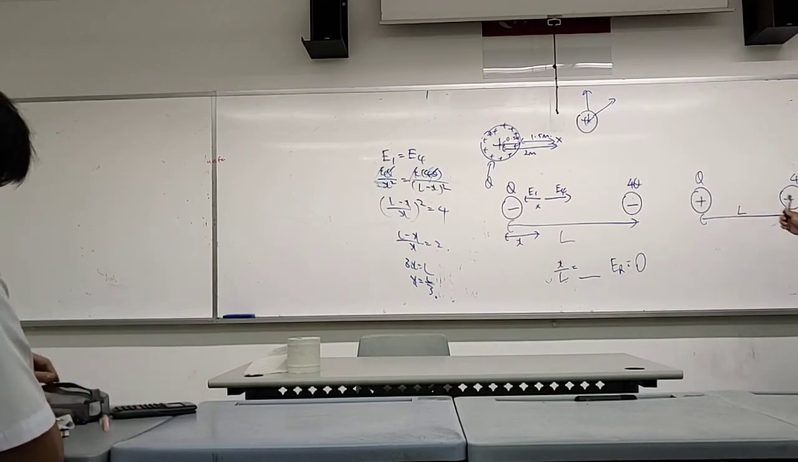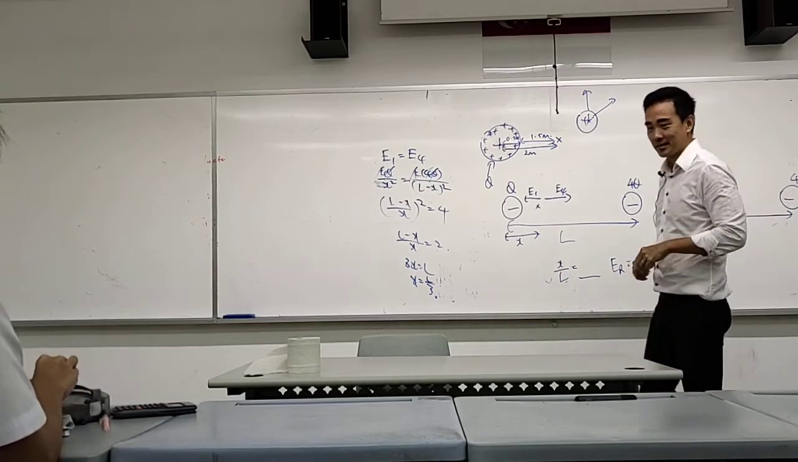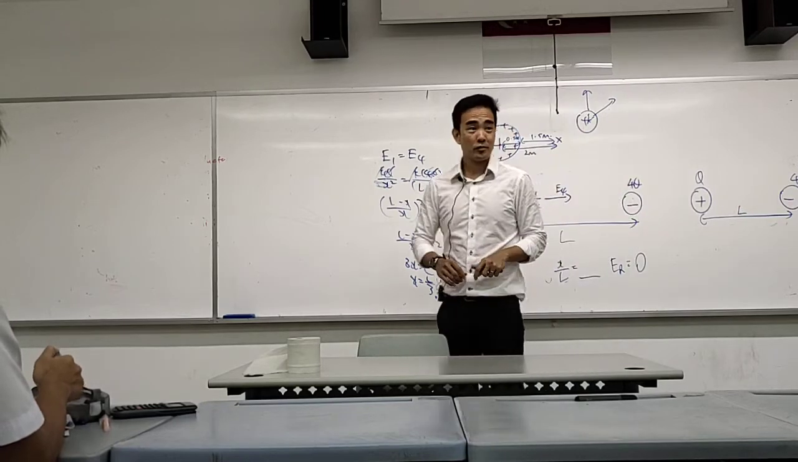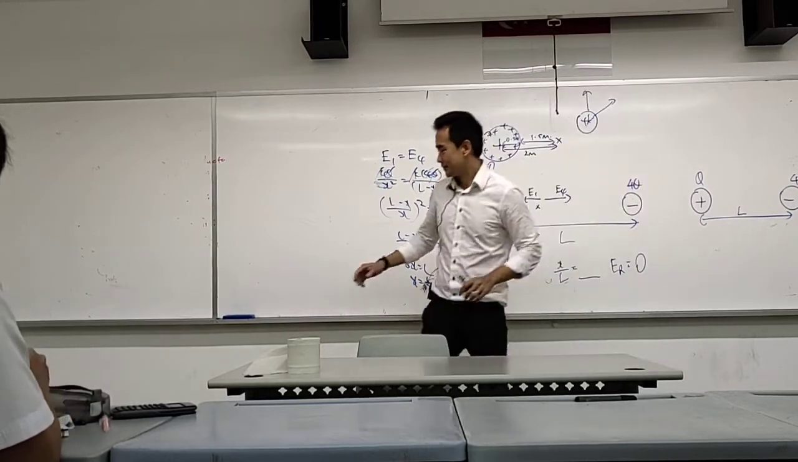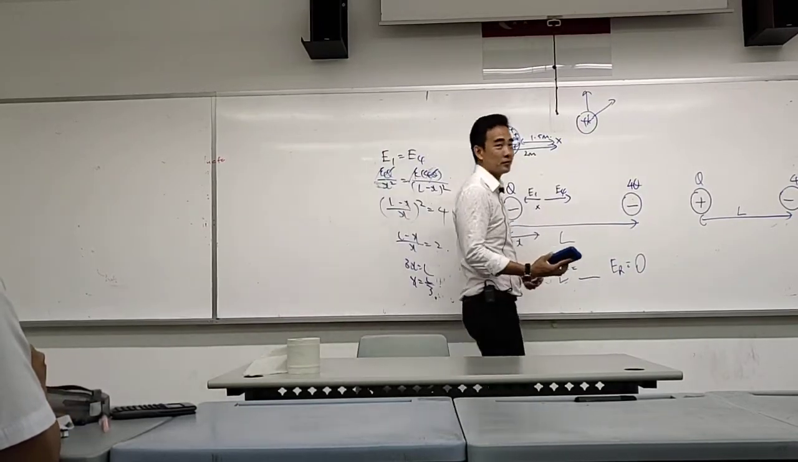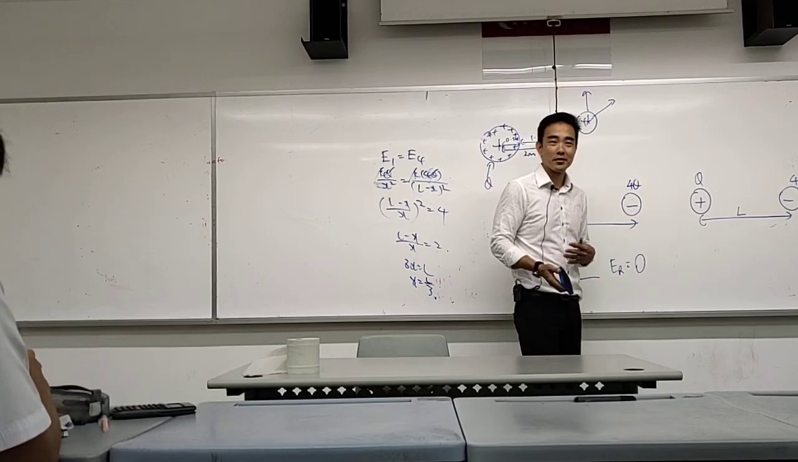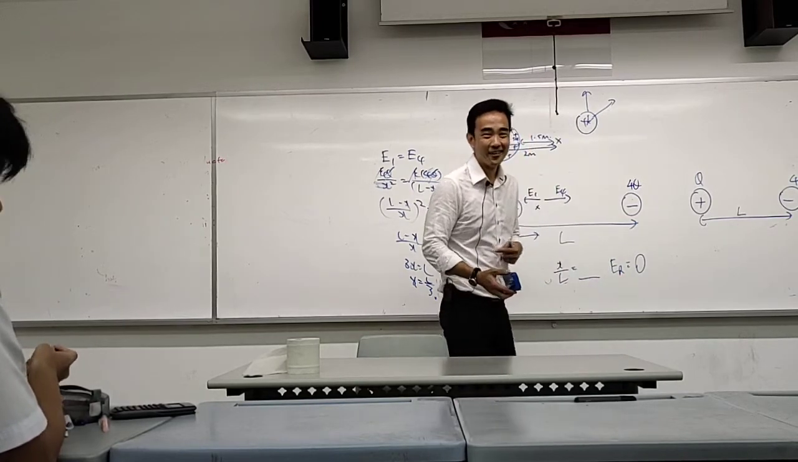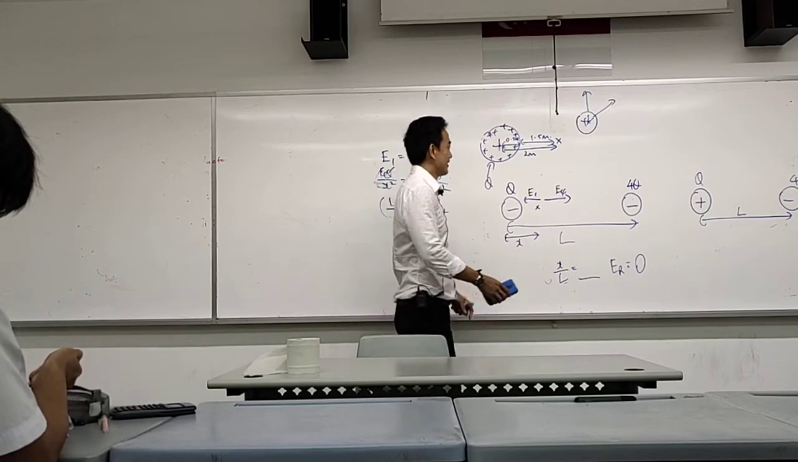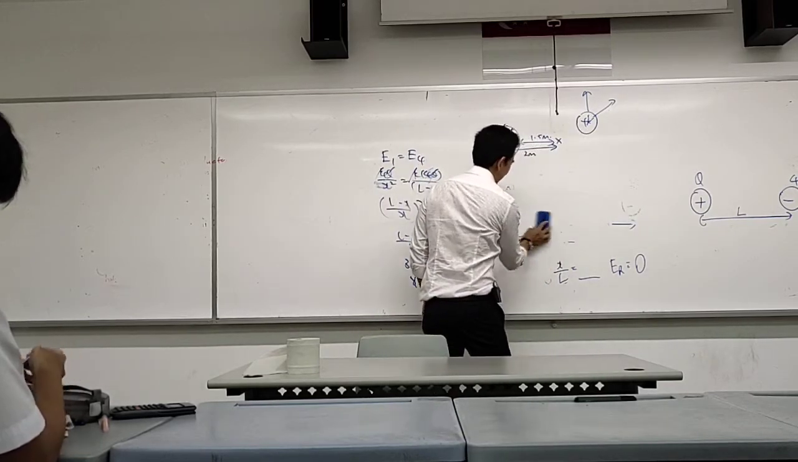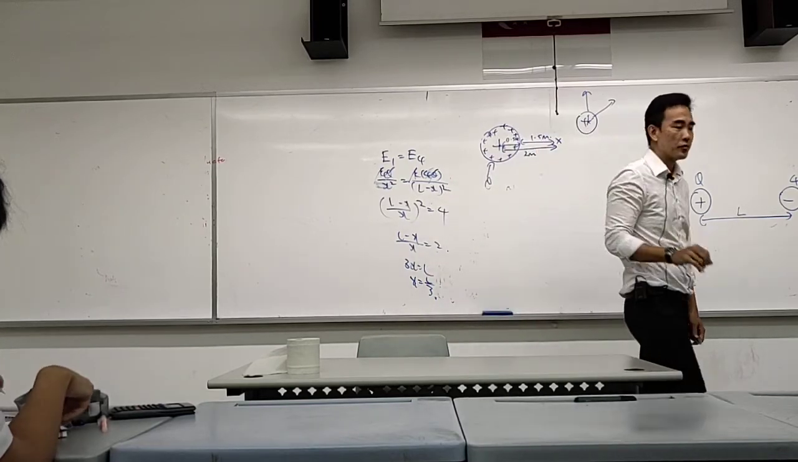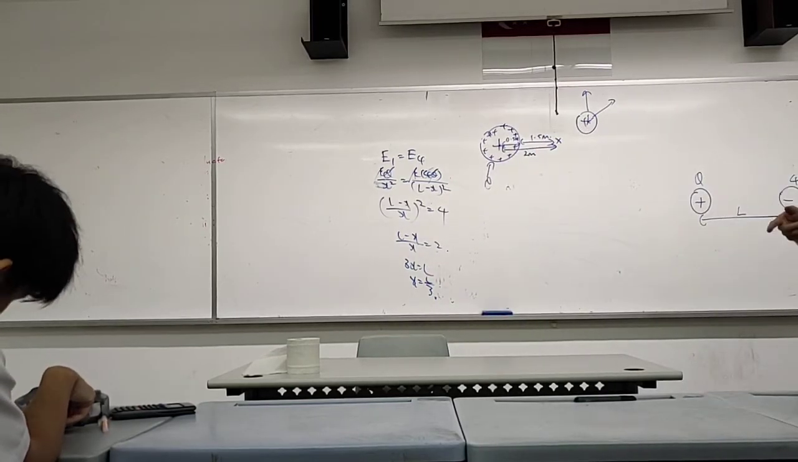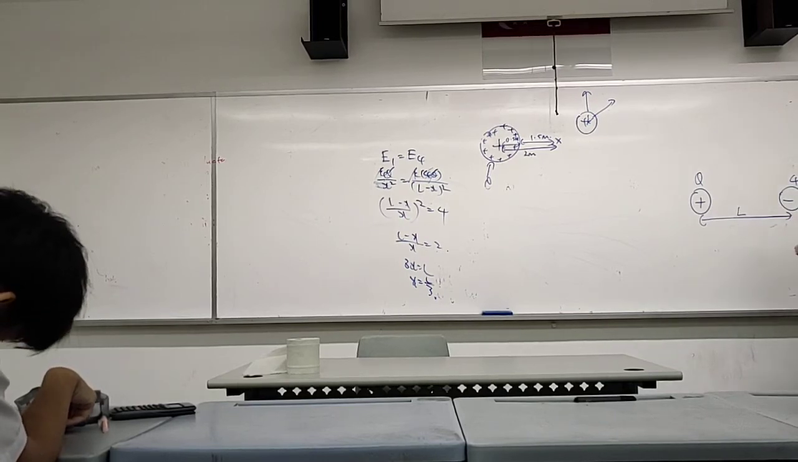Then the question is left side or right side? Some say left, some say right. I'll give you 10 seconds to think about it. So is the left right or the right right? Okay, I'm just trying to confuse you. Remember, the neutral point where the field is 0 is always closer to the smaller charge in magnitude. Yes, correct. It is somewhere here.